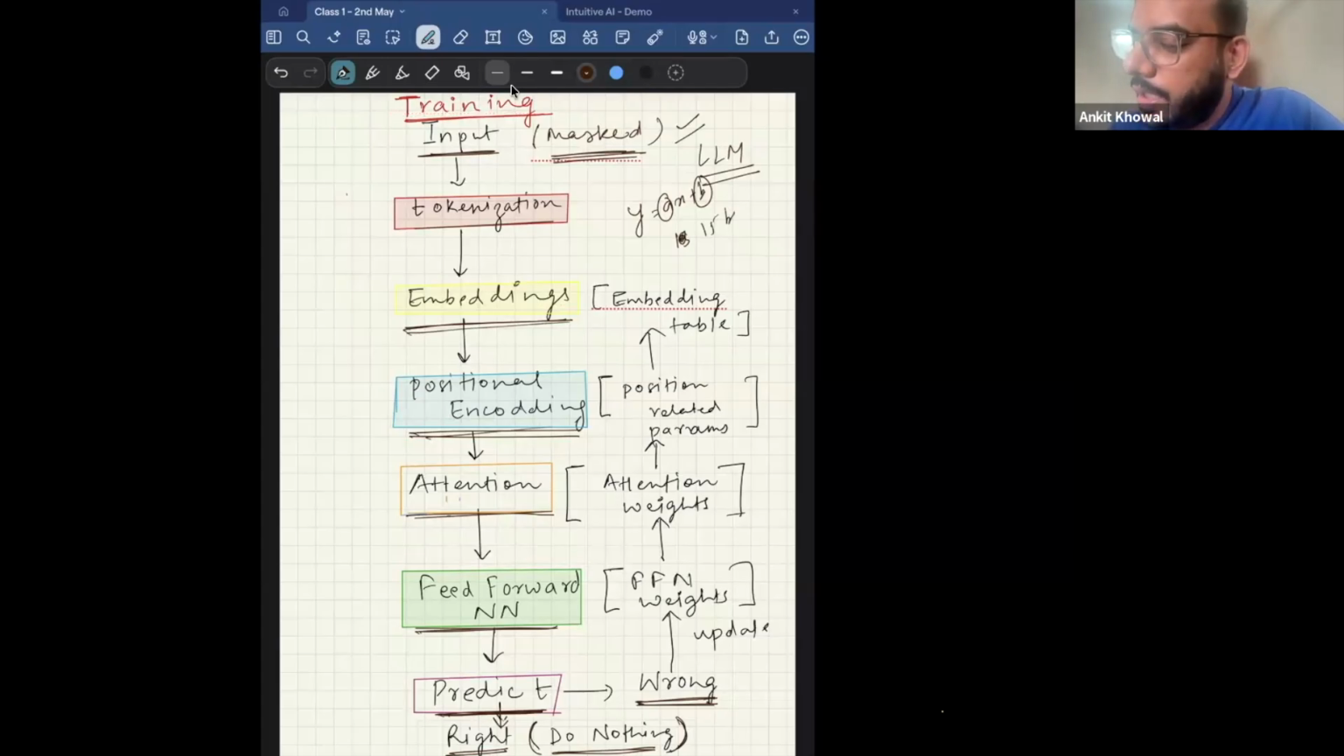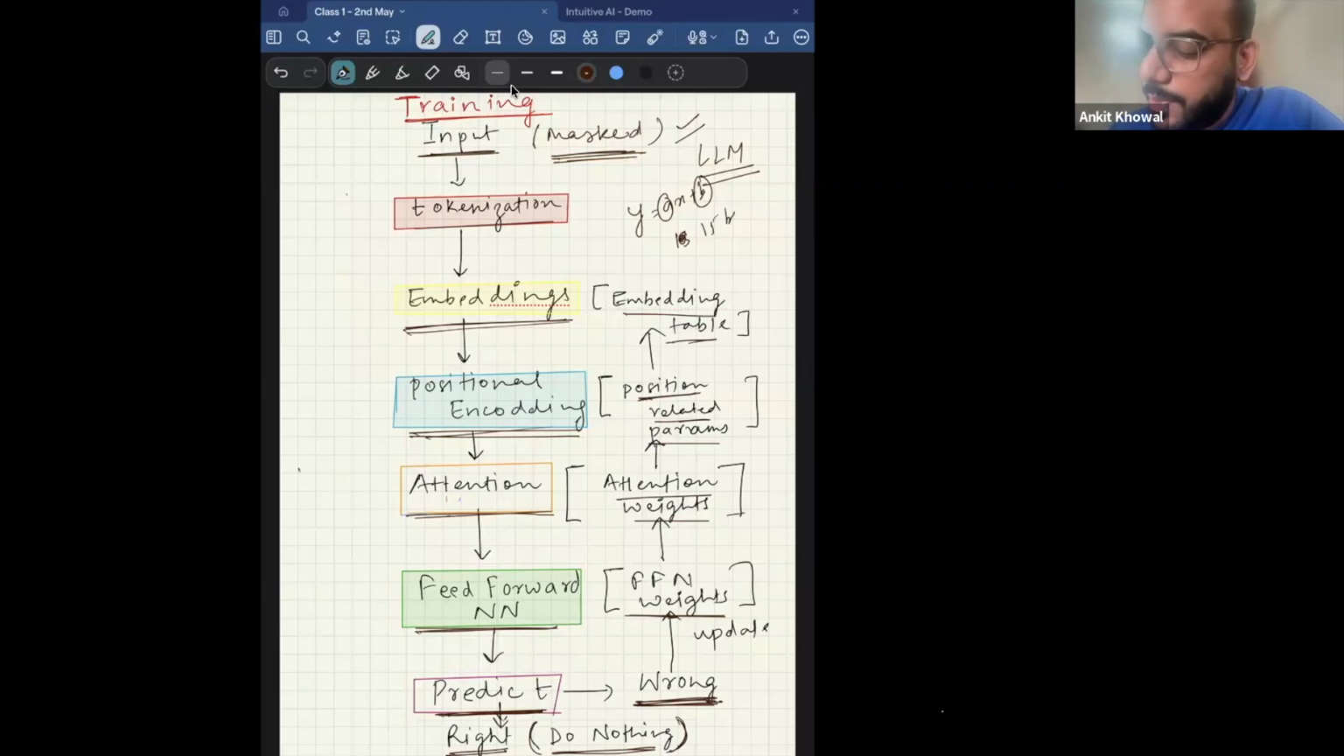So now what will happen during the training phase, when it sees that the output is wrong, it will go and update the parameters of the feed forward neural network. Parameters are also called weights. So it will go to the attention layer and update the weights of the attention layer. It will go to the positional encoding layer, and whatever were the variables or the params over there, it will update them. It will go to the embedding layer, and whatever had to be learned, it will update over there.